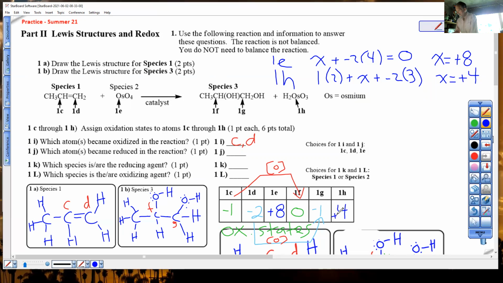So E going to H, it's going down. That's a reduction reaction. And it went down. So that is atom E becoming reduced. Which atom became reduced? E. Okay, these two questions are simple, but you do have to know this wording.